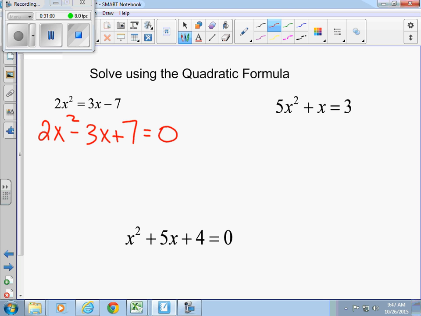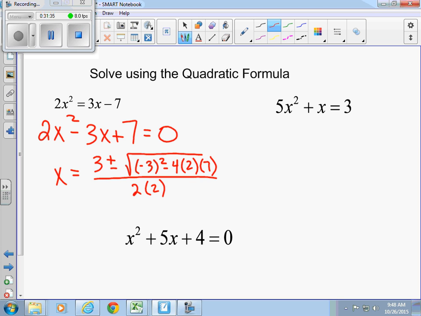That would be negative, so everything else will turn out the same. So I get x equals negative b. I have a habit of always going to the side that makes the leading coefficient positive, but that's not because of the quadratic formula. It's because of factoring. If I were going to want to try factoring, I would want that to be positive. So you'll see that I always do that just out of habit. 3 plus or minus the square root of negative 3 squared minus 4 times 2 times 7 all over 2 times 2. Did everyone get that?